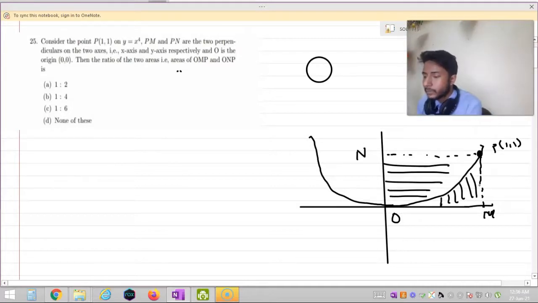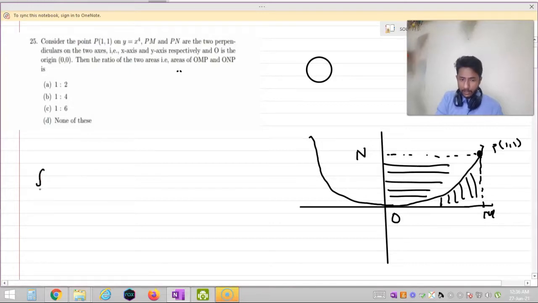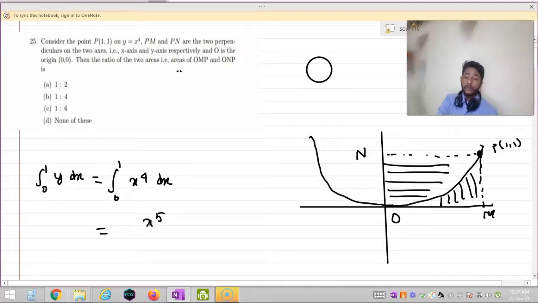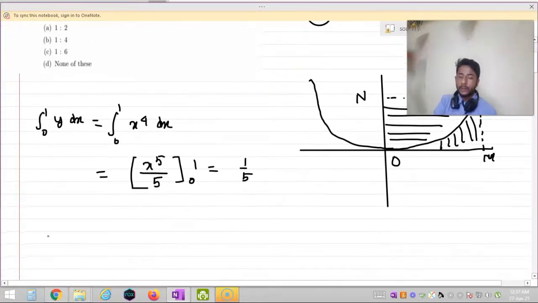First of all, we have to find this area. We know that this area is nothing but the integration from 0 to 1 of y dx. So this is equal to the integration from 0 to 1 of x to the power 4 dx, which is x to the power 5 by 5 in the range from 0 to 1. So this is 1 by 5. So the area of OMP is equal to 1 by 5.